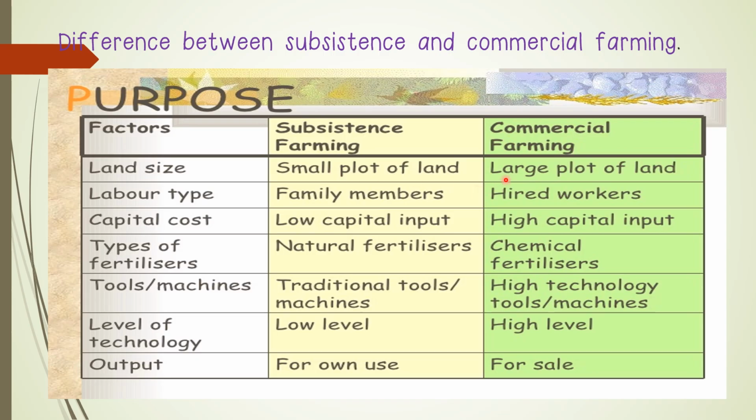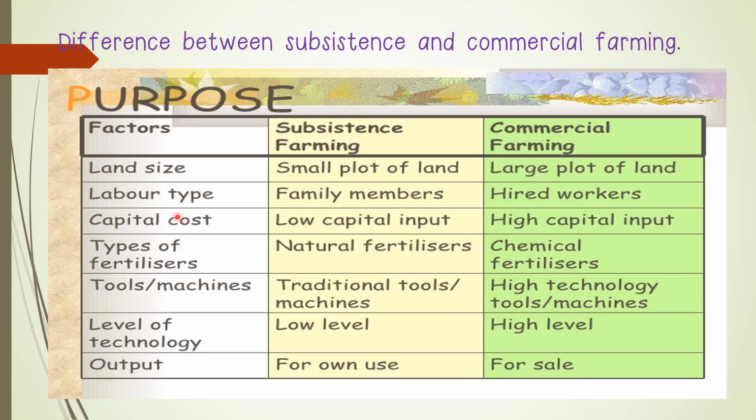In a commercial farm, it's a large plot of land. So it's really huge because they need to have fields and fields and fields of crops growing in order to make money from the crops. Next, they have labor type. Labor type is the workers that they have, who they have working on their farm. So in a subsistence farm, you have the family members doing the work. So the people that are part of your family are working on your farm. Whereas in a commercial farm, you hire workers. So you get people to do the work for you.